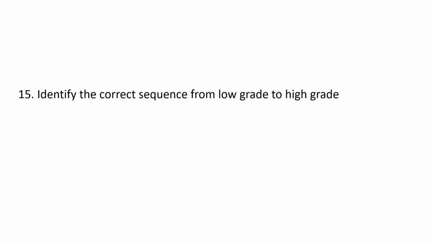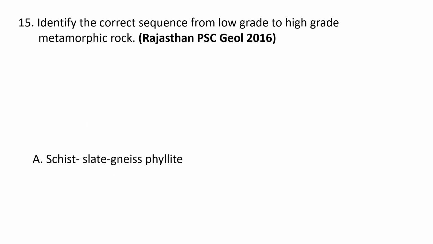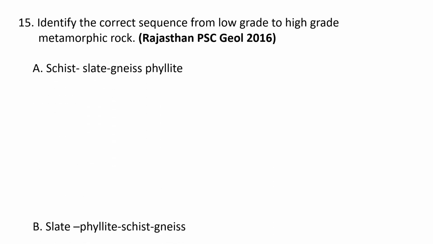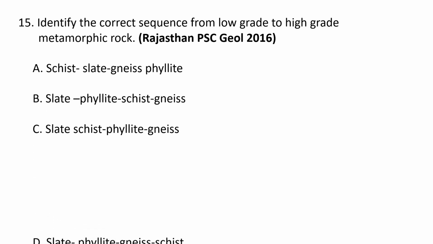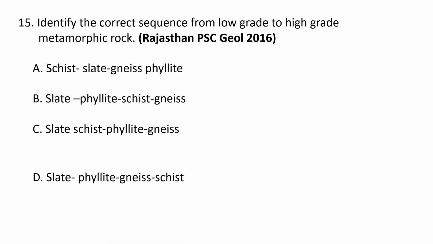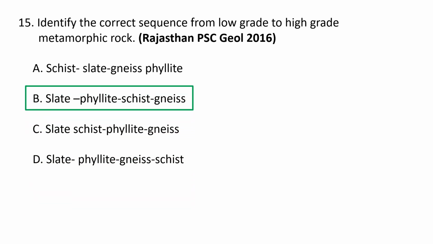Identify the correct sequence from low grade to high grade metamorphic rock. A. Schist, slate, gneiss and phyllite. B. Slate, phyllite, schist and gneiss. C. Slate, schist, phyllite, gneiss. And D. Slate, phyllite, gneiss, schist. So the correct sequence from the low grade to the high grade is slate as the low grade, next is the phyllite, followed by schist and followed by gneiss. Gneiss is the highest grade metamorphic rock. So that's why, from the options, B is the correct option.